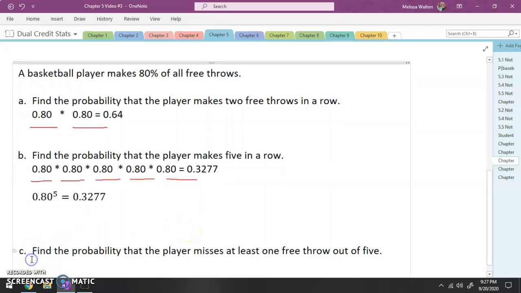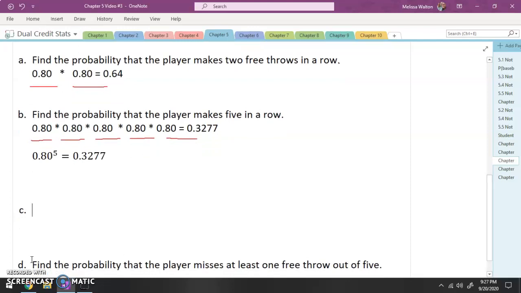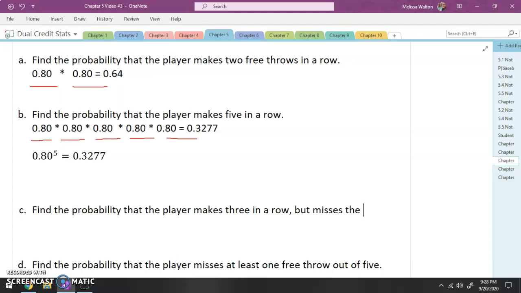I know I have a problem here. I'm going to go ahead and do one more example before we get to that one. But here's what I'd like to figure out. Find the probability that the player makes 3 in a row, but misses the fourth. All right, so same thing here.